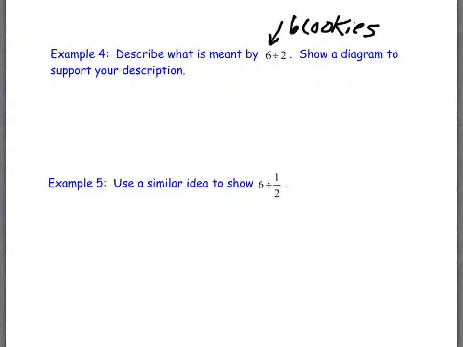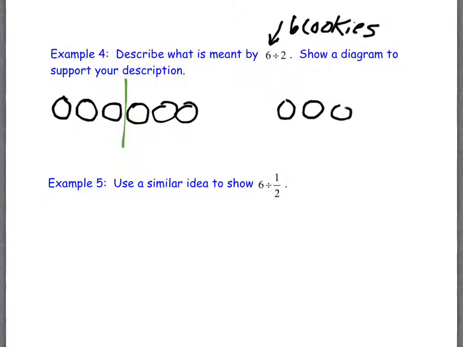6 cookies. What would it mean to divide by 2? How could I divide by 2 picture-wise? Okay, so I've got 6 cookies. What do I need to do? Okay, so I could make 2 groups out of this, right? So that's division into 2 groups. Now that doesn't really work very well because when I talk about my 1/2, I say, okay, I need to divide it into 1/2 groups. What does a 1/2 group look like? That doesn't really work very well. So I'm going to try one other way to think about this. Any other thoughts?